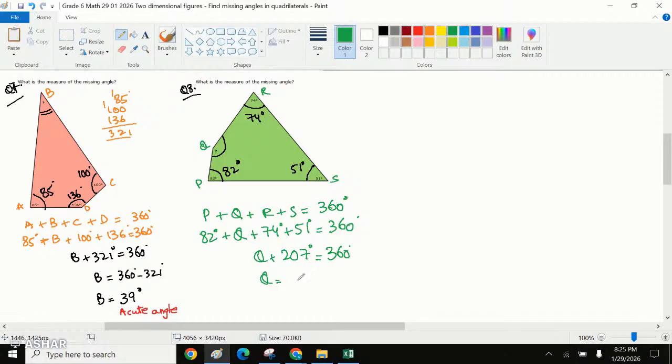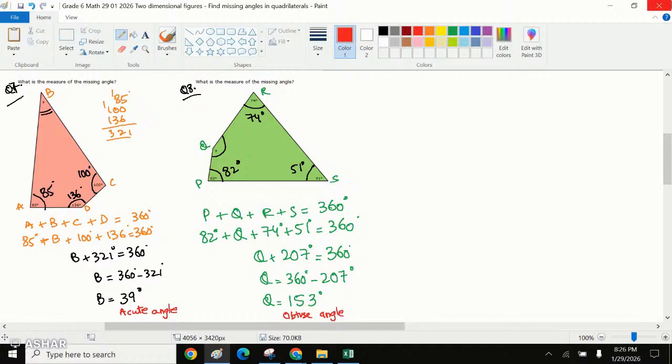That means Q comes out to be 360 minus 207. That means 360 minus 200 is 160. 160 minus 7 is 153. You both are correct. And it is an obtuse angle. Okay, thank you.